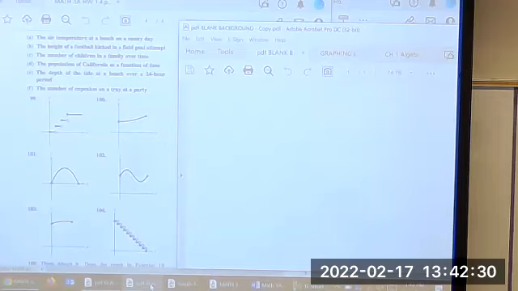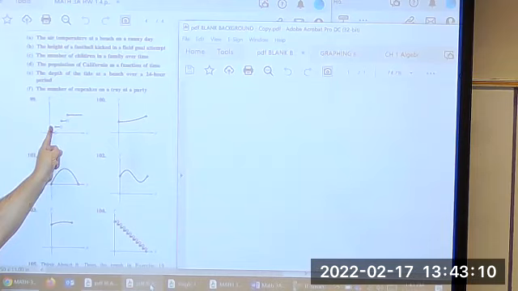C, number of children in a family over time. 99. First of all, would you ever have like a half a child? It can't be a continuous graph. You couldn't have a number of children in between 1 and 2, between 2 and 3. You could have 0 children, 1 child, 2 children, 3 children over time.